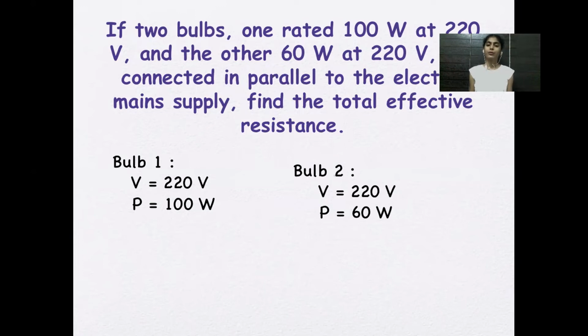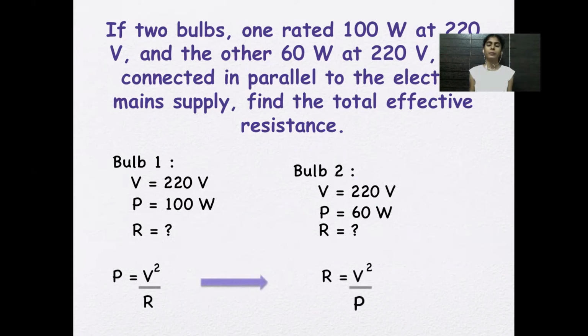We have been asked to find the total effective resistance when these two bulbs are connected in parallel combination. To find that, firstly, we need to find the individual resistances of both the bulbs separately. That is, we need to find the R value of both the bulbs. To find that, we have a formula called P is equal to V squared by R. From this formula, we can get R is equal to V squared by P. Now, we know the values of V and P. Substituting these values, we can get the resistance of both the bulbs. Let us see it one by one.